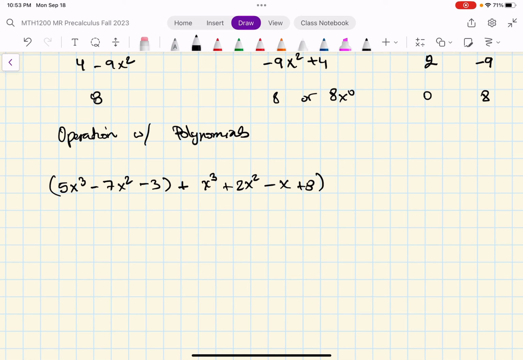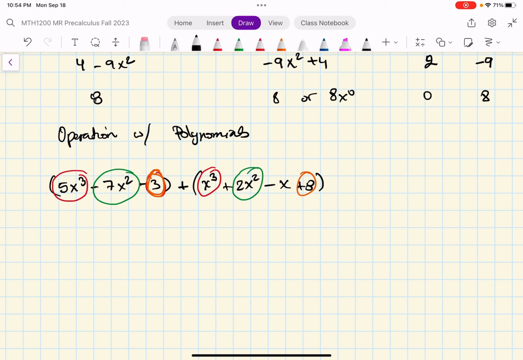So the key right here is combining like terms, anything that has the same exponent. So for example, I have 5x to the third, and this and this are like terms. And let me do orange. This one and this one are like terms.